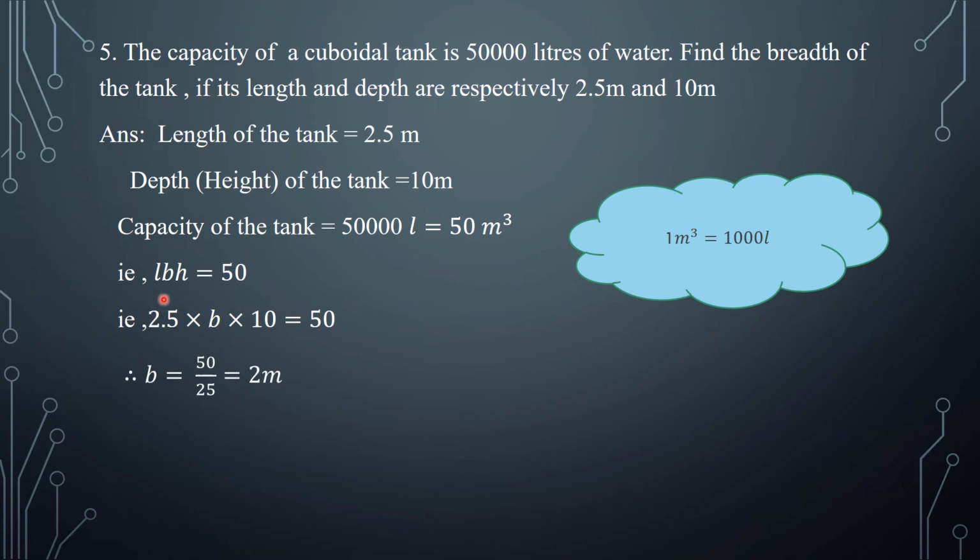That is L into B into H is equal to 50. Substituting the values for length and height, we can see 2.5 into B into 10 is equal to 50, and therefore breadth of the tank equals 50 divided by 25, equal to 2 meter.